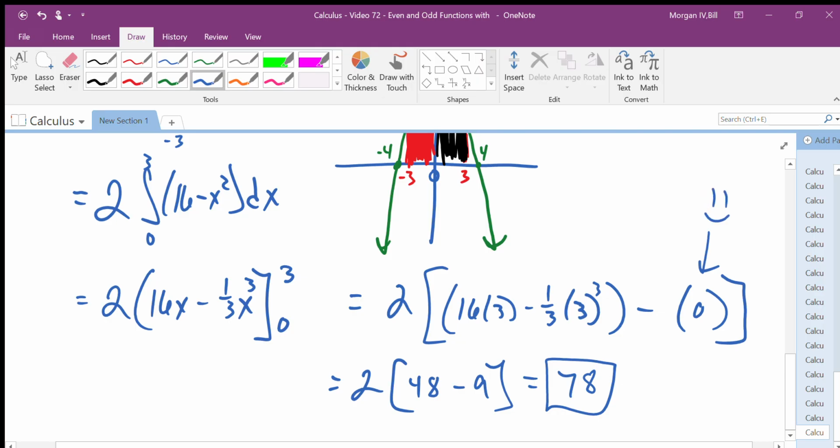So a lot of times you'll see when we go an even function, negative a to a, we'll go 0 to a and double it and make our life just a little bit easier. That works for all even functions as you're going from negative a to a. I say that as long as you're not going across a vertical asymptote.